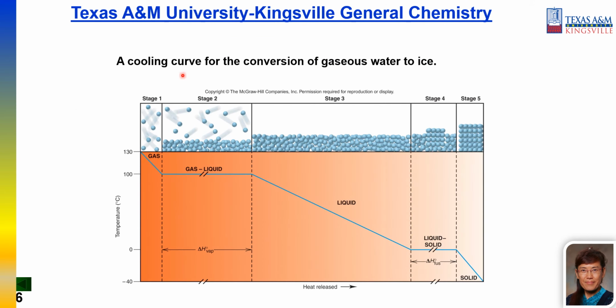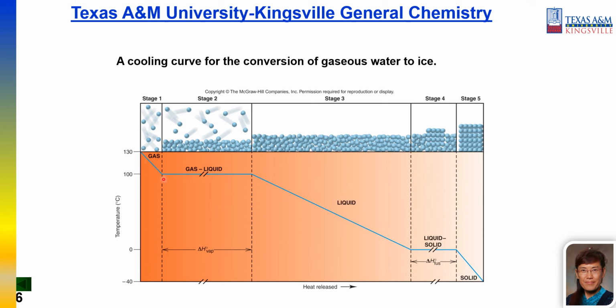For example, we have this diagram showing a cooling curve for the conversion of gaseous water to solid water. Imagine you have your water at a temperature of 130 Celsius. You keep cooling it down to a solid, which is -40. What's going to happen? You are going to see 5 different steps.